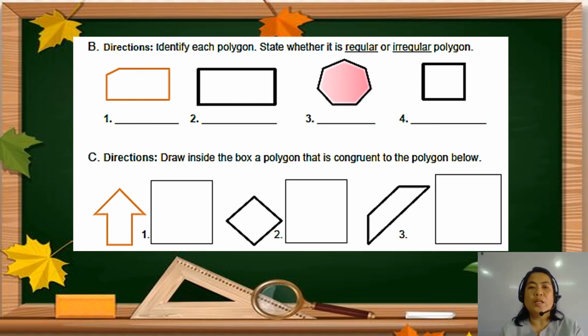So try to identify, then write whether it is regular or irregular for 1 up to 4. Letter C, direction. Draw inside the box a polygon that is congruent to the polygon below. So you will draw pareha gyud og measurement ang naa sa figure. Kay kung dili siya pareha og measurement, so dili siya matawag og congruent.